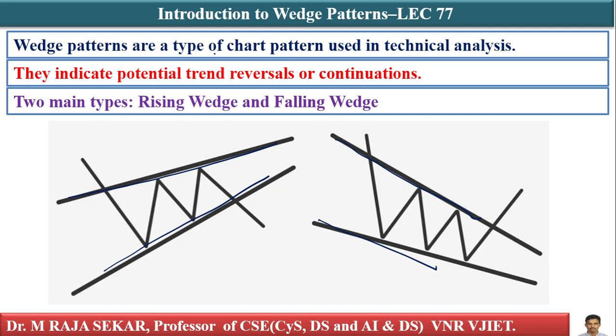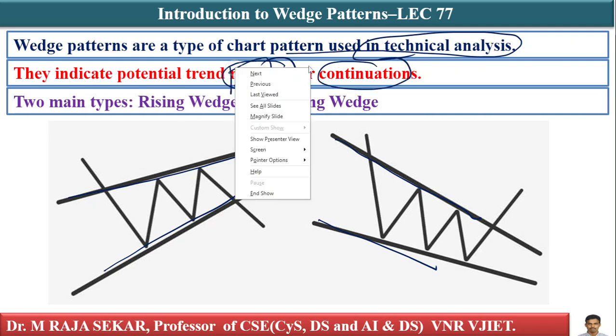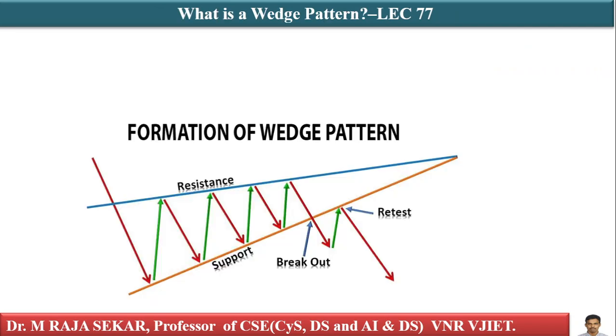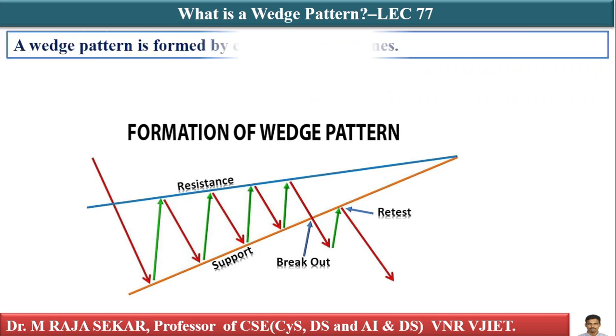What it says, used in technical analysis: they indicate potential trend reversals or continuations. Anyway, we will try to understand what a trend reversal is and what a trend continuation is. As it says, there are two types of wedges. One is the rising wedge and another one is the falling wedge. We will try to understand. First, let us try to understand what a wedge pattern is.